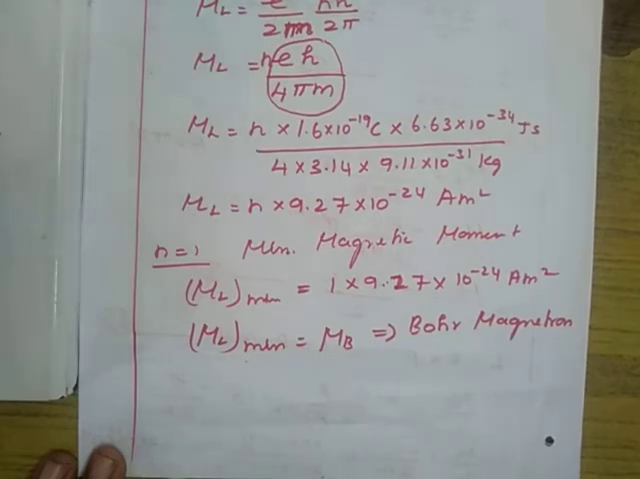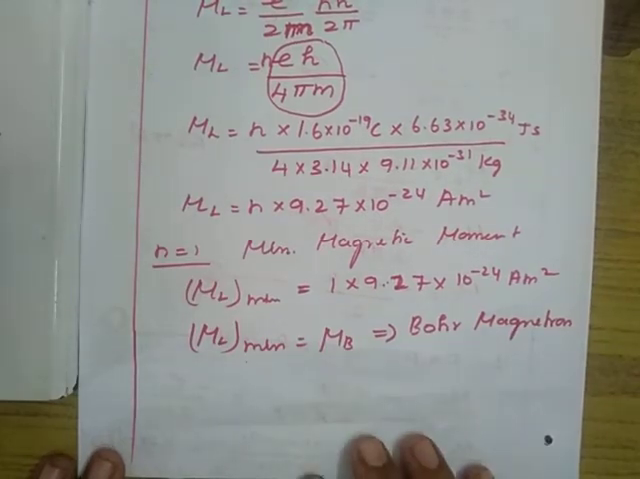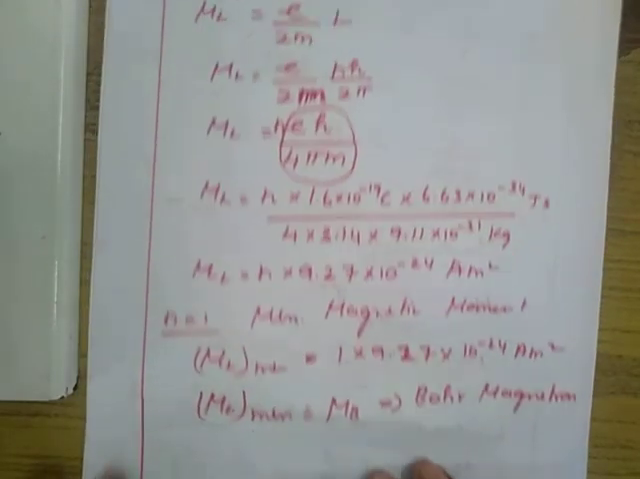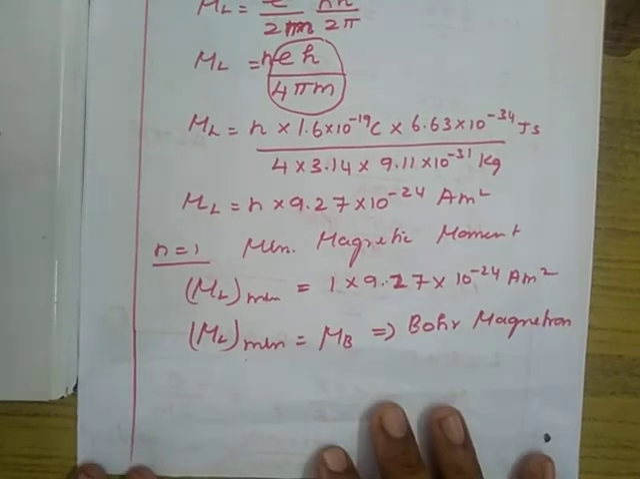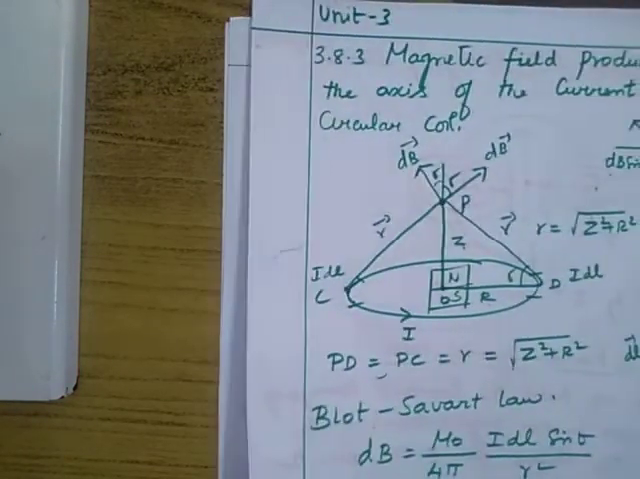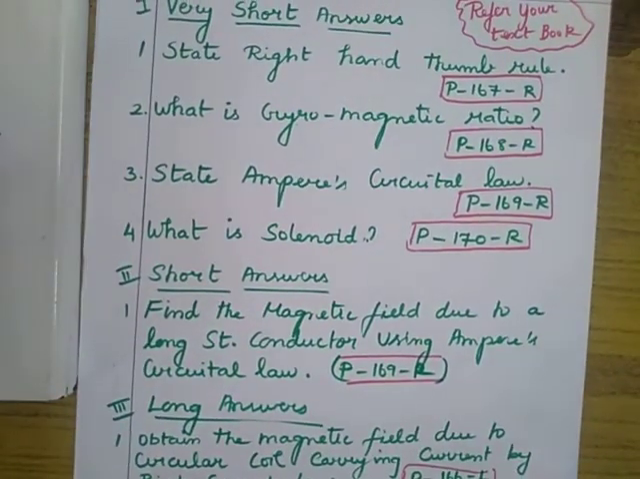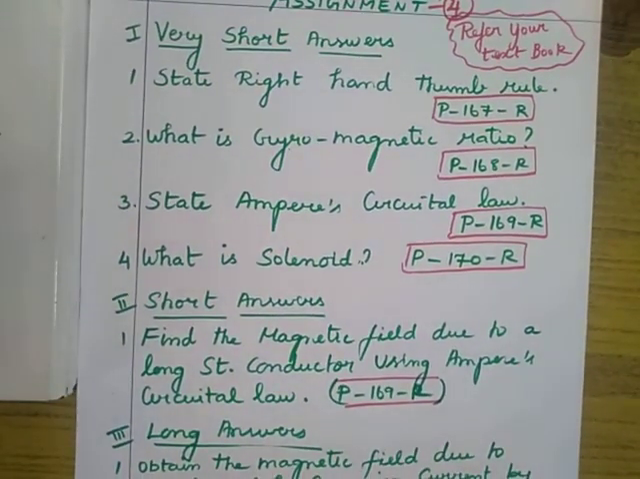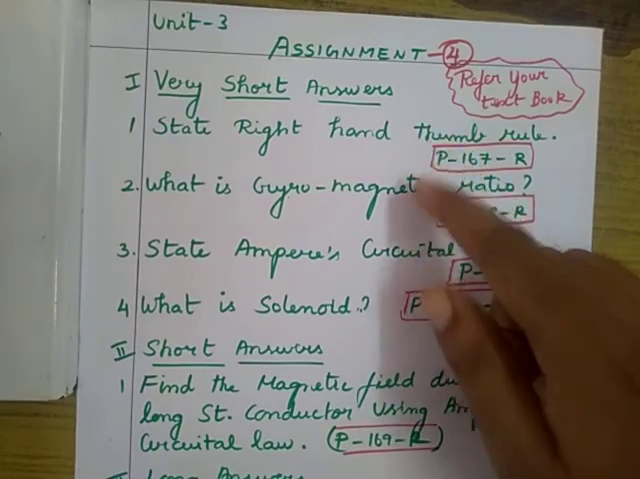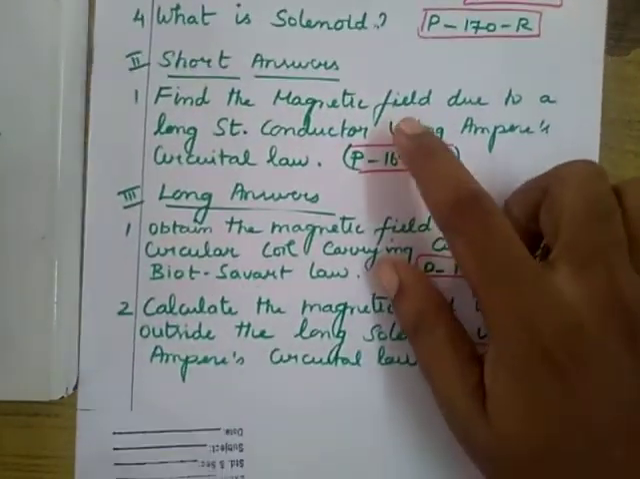Then we read about Ampere's circuital law, and applied that law to find the magnetic field due to a current carrying conductor. After that we saw the solenoid, and we determined the magnetic field due to a solenoid inside and outside. Outside the solenoid the magnetic field is 0, but inside the solenoid the magnetic field is uniform and constant. Here is the assignment for day 4.